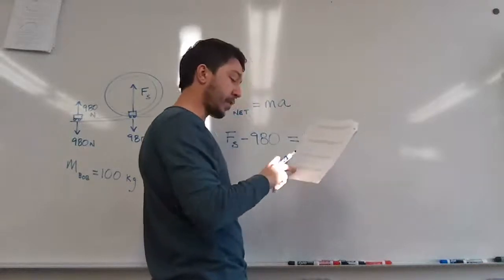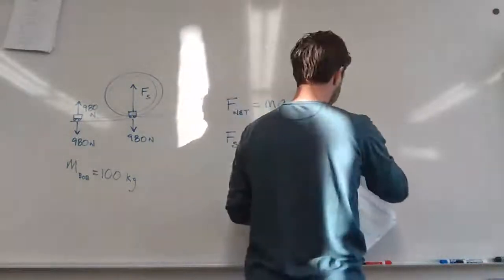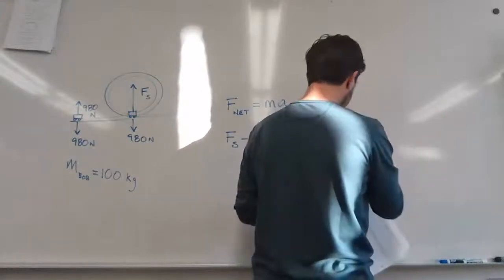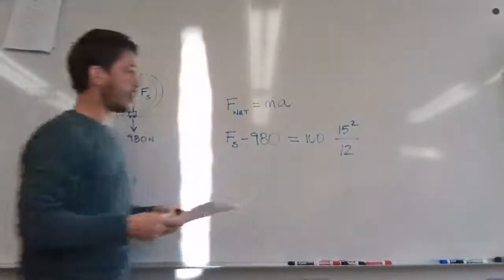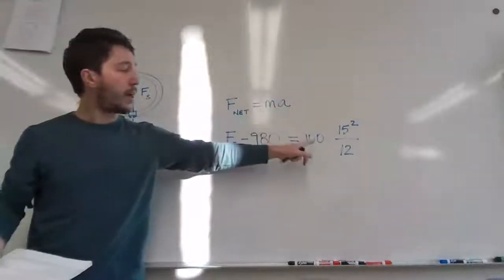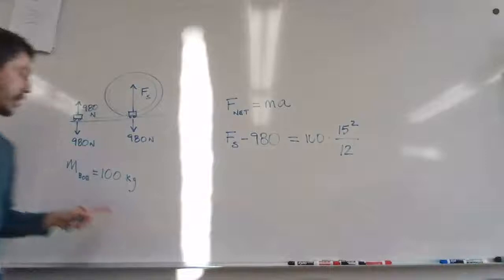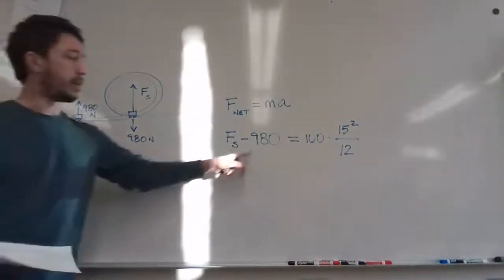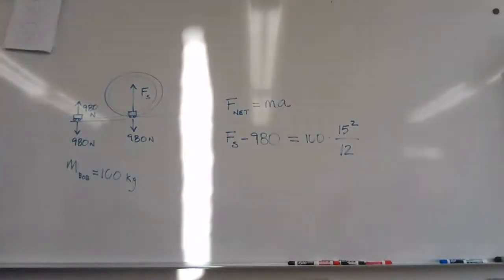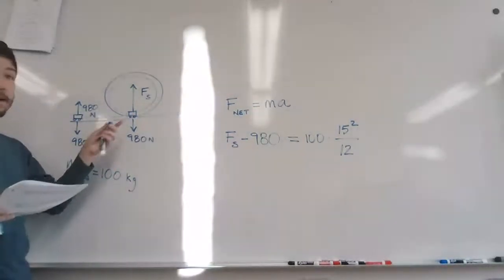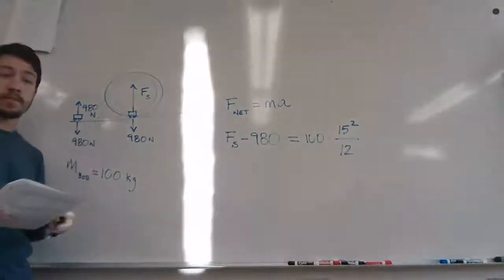Okay, now the v value is 15. And the r was 12. So I replaced the a with v squared over r. I replaced the mass with 100, which I calculated earlier. And there we go. So it's going to turn out that the scale is going to be reading much higher. It's going to tell Bob, oh, right now you weigh a lot more than you did a few minutes ago.